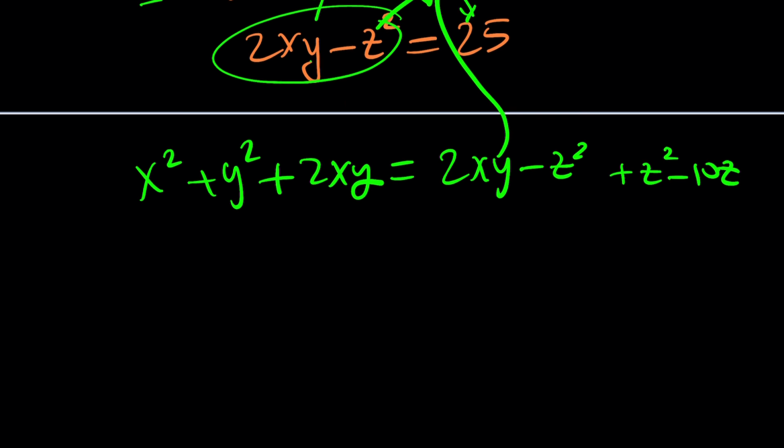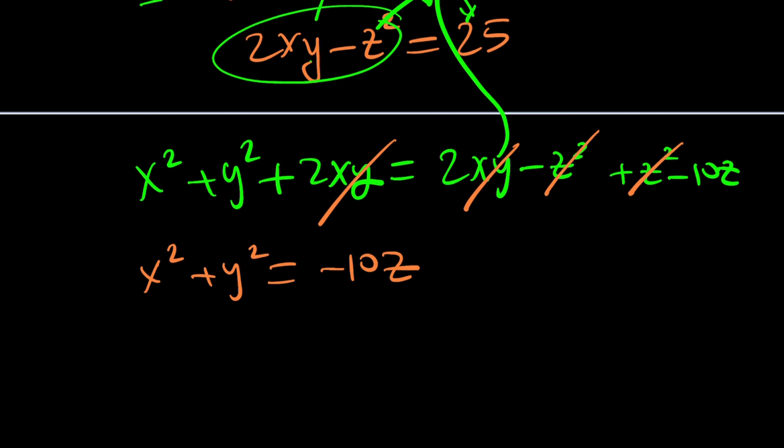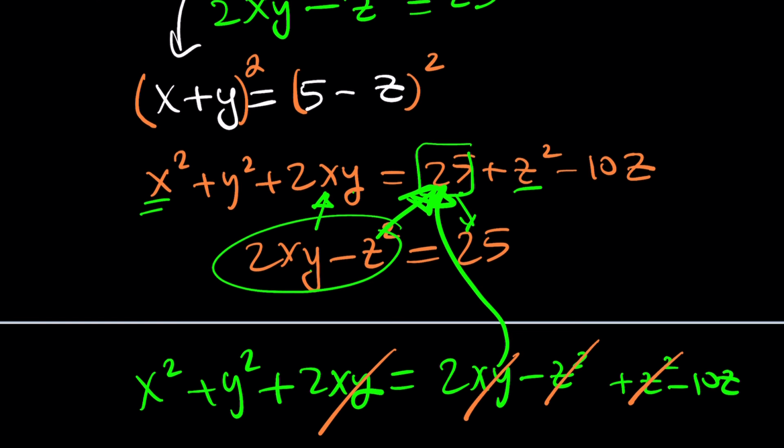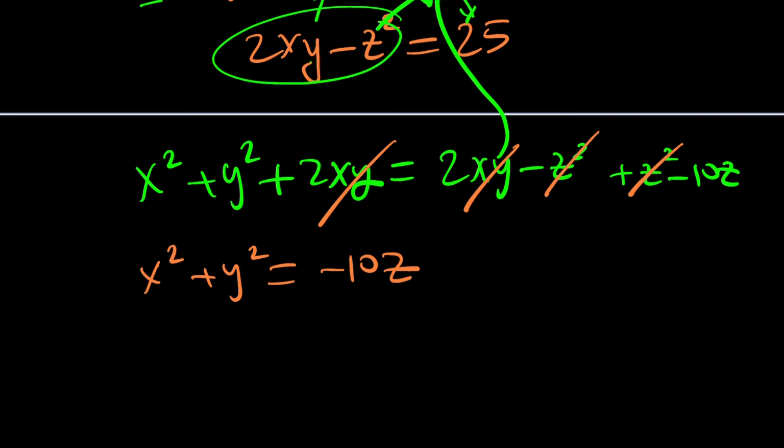This is just awesome. z squared cancels out, 2xy cancels out. Uh-oh. We ended up with something interesting, right? x squared plus y squared is negative 10z. You probably weren't expecting this, were you? Now, did I say you wasn't? Okay, sorry about that. I meant you weren't.